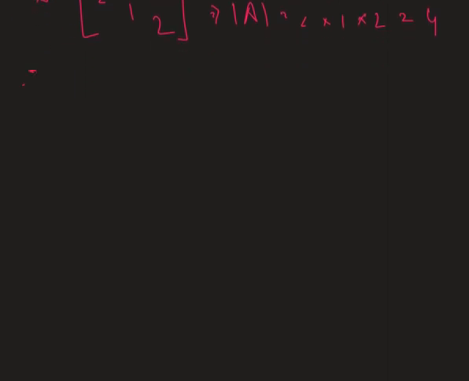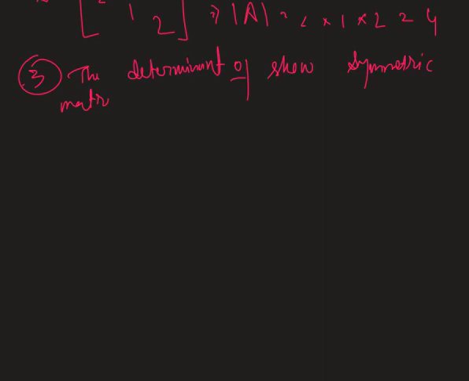Now come to the third one, that is the determinant of a skew symmetric matrix of odd order is 0. The determinant of a skew symmetric matrix of odd order, like 3 or 5, is 0. Skew symmetric matrix means if A is a skew symmetric matrix, then A transpose is equal to minus A.